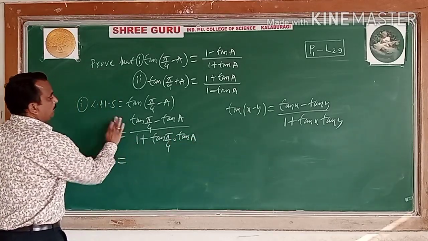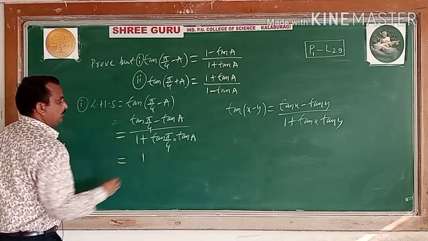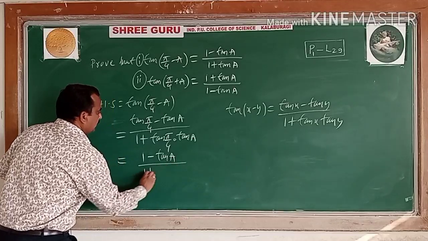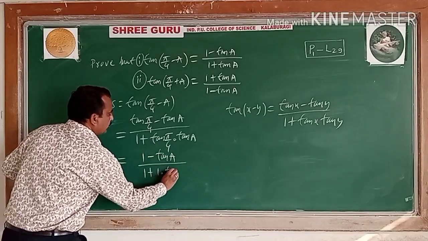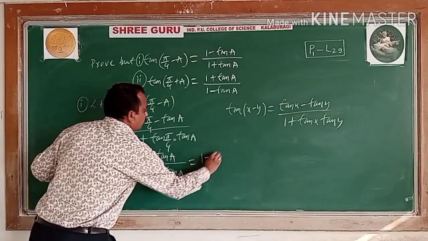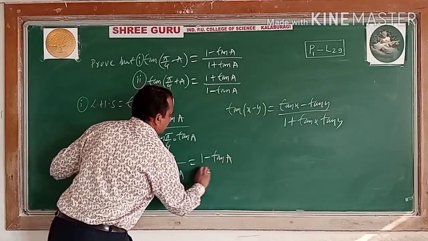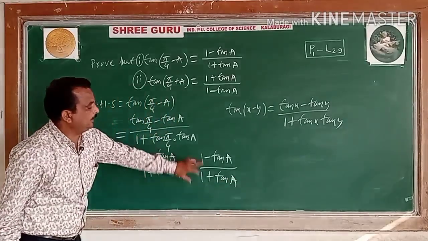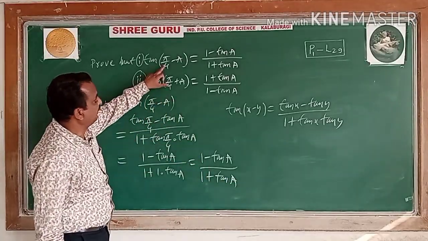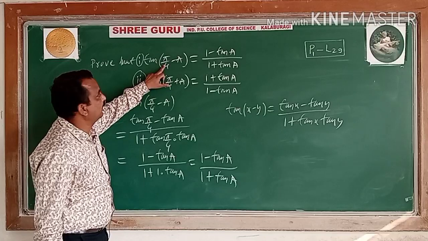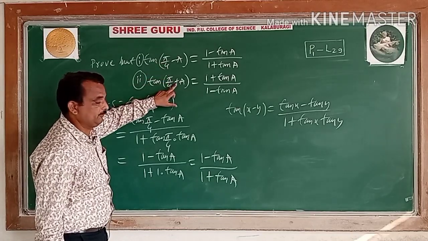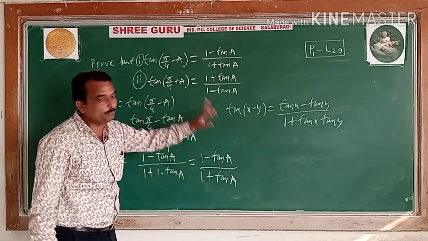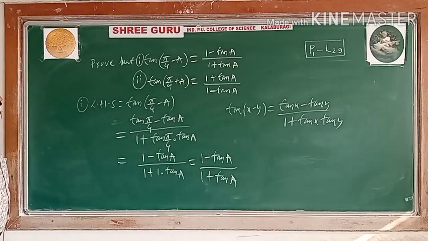Tan of pi by 4 is tan 45 degree, which is 1. So 1 minus tan a divided by 1 plus 1 into tan a. This is equal to 1 minus tan a divided by 1 plus tan a. You should remember that 1 minus tan a divided by 1 plus tan a means you have to take the angle 45 minus a. If it is the other way, with numerator positive and denominator negative, you should take 45 plus a.